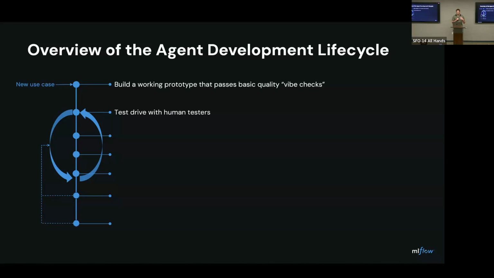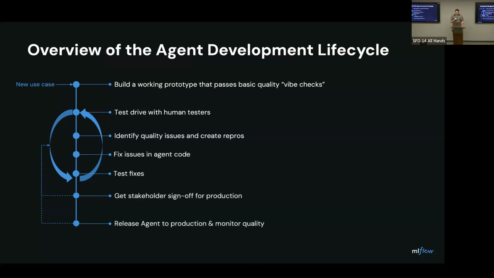They're going to go through that QA process. Inevitably, they'll end up identifying new quality issues. These are their test cases. They can then implement fixes in prompts, agent code, switch models, and beyond. And they can verify that those fixes work using those reproducible test cases. Finally, they get stakeholder sign-off, deploy to production, and monitor quality.